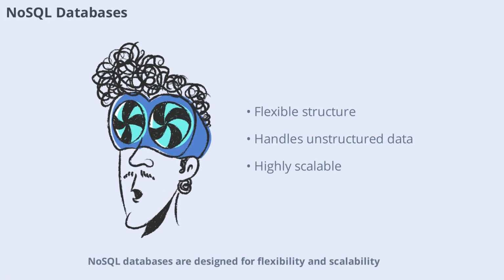NoSQL databases are designed for flexibility and scalability. Unlike relational databases, they don't require a fixed table structure. This makes them ideal for handling large volumes of unstructured or semi-structured data, such as social media feeds, sensor data, or multimedia files. Examples of NoSQL databases include MongoDB, Cassandra, and Redis. These systems are often used by companies that need to process massive amounts of data quickly and efficiently.